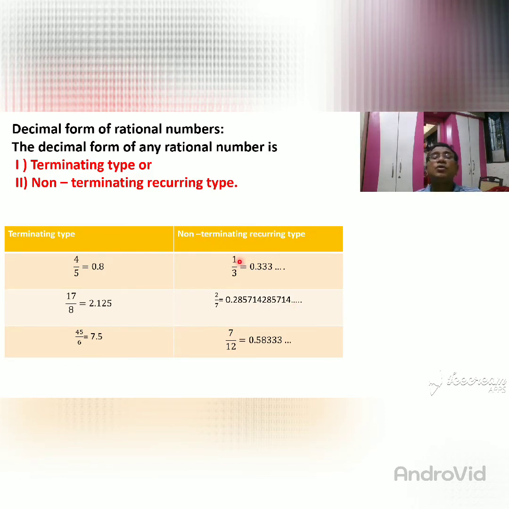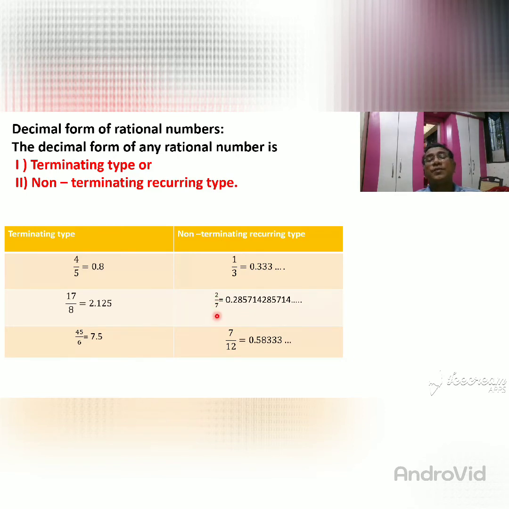Non-terminating recurring type. So 1 upon 3: 3 is divided into 1, first it is not possible, so 3 into 0 is 0, decimal point, then you take 0 and it becomes 10. 3 3s are 9, 10 minus 9, remainder 1. Again take 0, 3 3s are 9, 10 minus 9 remains 1. If you keep doing this process, you get remainder 1 and quotient 0.333. So it is non-terminating, because we do not get remainder 0. Why is it recurring? Because the same number comes again and again.